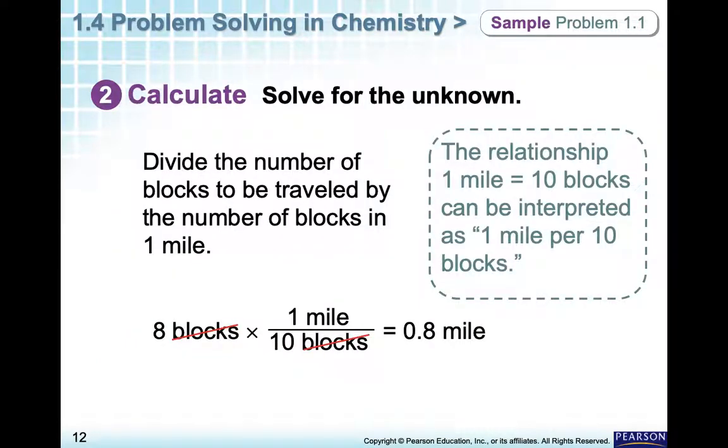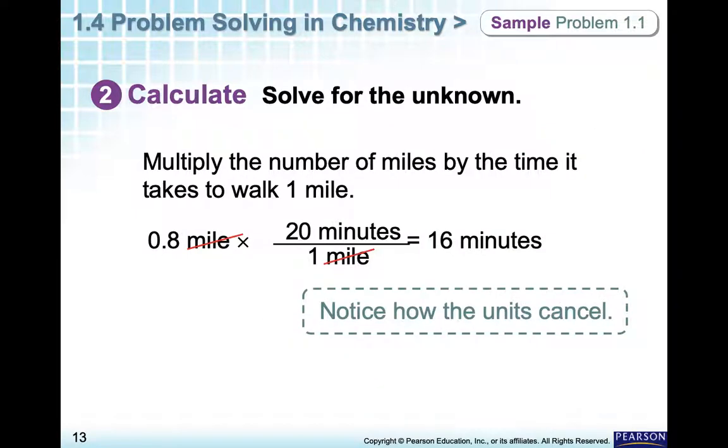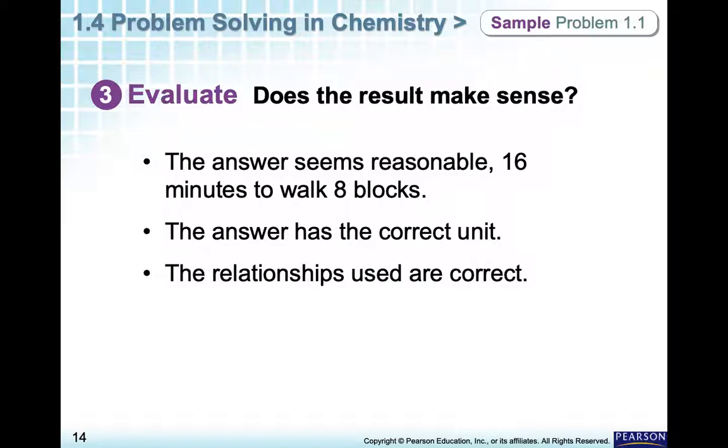And so now they're going to set it up. They need to go 8 blocks, and there's 10 blocks in a mile. I would not do this as separate calculations like they've done here. But once you know that you need to go 8/10 of a mile, and 1 mile takes 20 minutes, the trip takes 16 minutes, and that sounds reasonable. And always make sure that your units cancel. I'm going to show you how to do this all in one calculation so that you don't have possibilities of making careless errors.